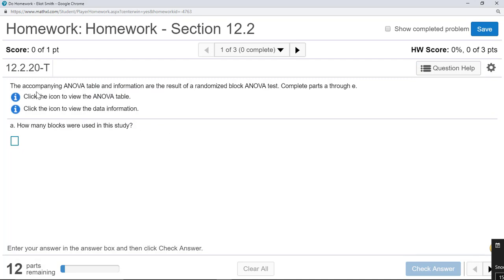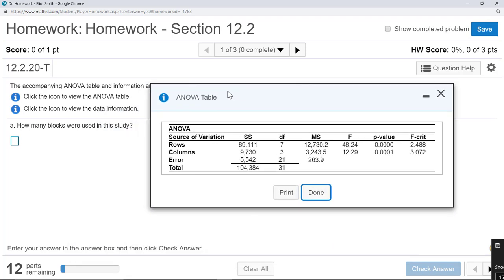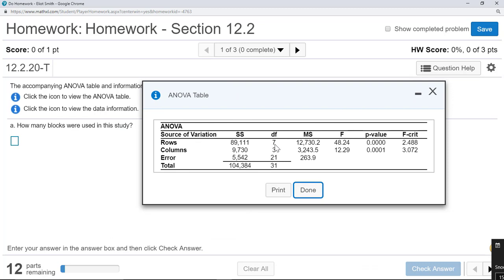All right, so the accompanying ANOVA table and information are the results of randomized block ANOVA tests. Complete parts A through E. So if you look at this, you have rows, and then what Excel calls rows, the book calls blocks. So when it asks how many blocks were used in the study, B minus 1, the number of blocks minus 1 is 7, and so there must be 8 blocks to have a degrees of freedom of 7.